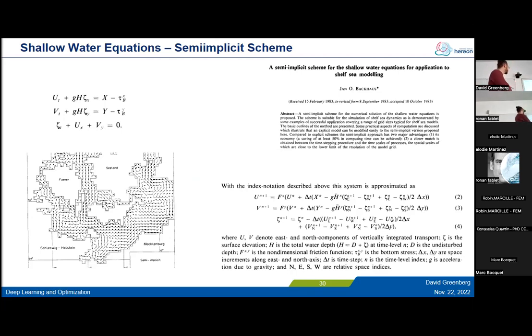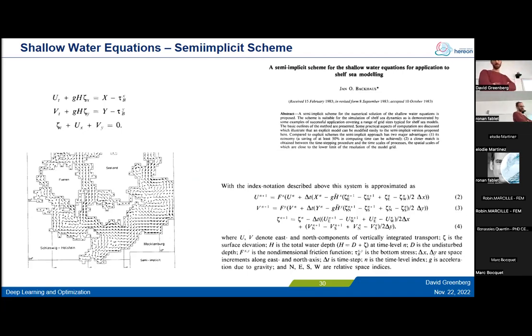What I'm showing you here is a scheme from the late 80s, which was designed for the oceans. If you're from North Germany, like me, you can recognize the geography on this low resolution grid. Hamburg is somewhere down here. It's a semi-implicit scheme which deals with the stiffness that arises at the land-sea boundary, and it's good for simulating these systems. It was considered a breakthrough when it came out in the 80s, and a number of people still use similar things today in coastal research.